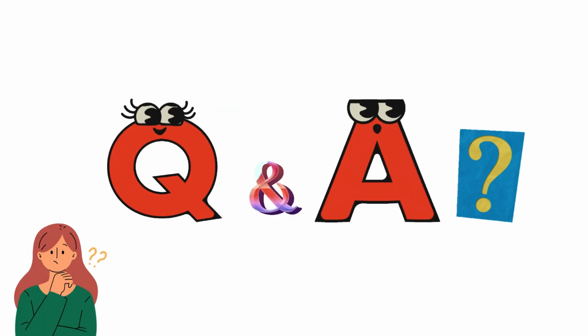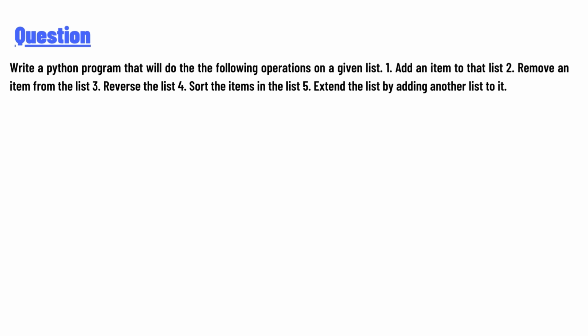So our today's question is: write a Python program that will do the following operations on a given list. 1. Add an item to the list. 2nd, remove an item from the list. 3rd, reverse the list. 4. Sort the item in the list. 5th, extend the list by adding another list to it.